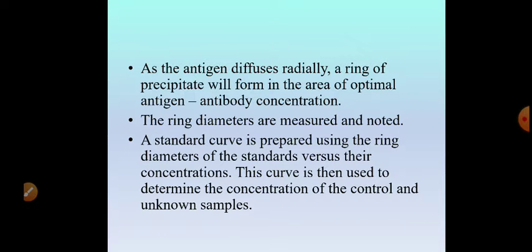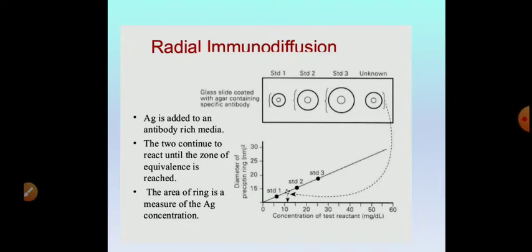As the antigen diffuses radially, a ring of precipitin will appear in the area where there is optimum antigen antibody concentration. The diameter of the ring is noted down. A standard curve is prepared, a standard curve of diameter of precipitin ring versus the concentration of standard antigens. This curve is then used to determine the concentration of antigen present in the unknown sample, right?